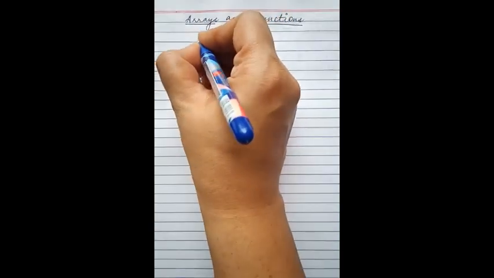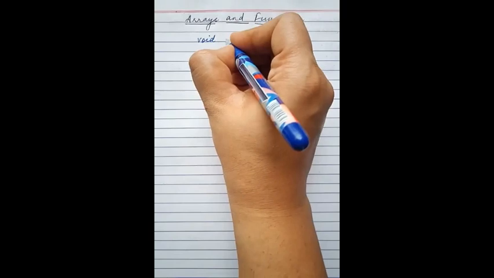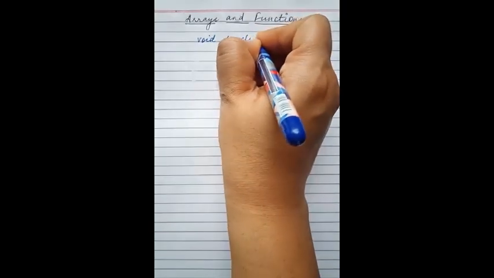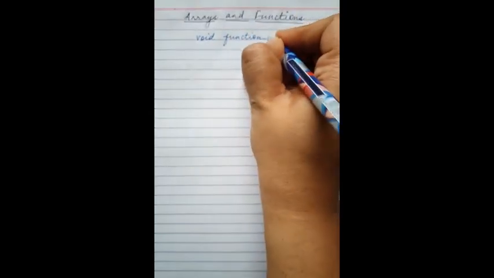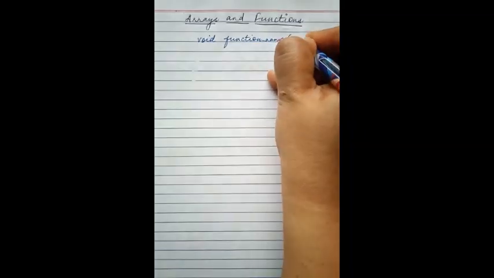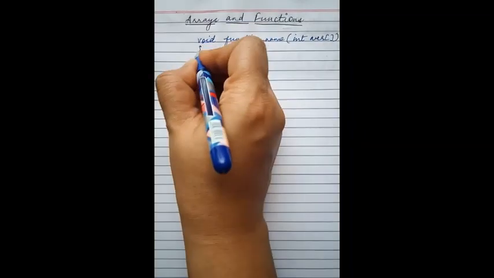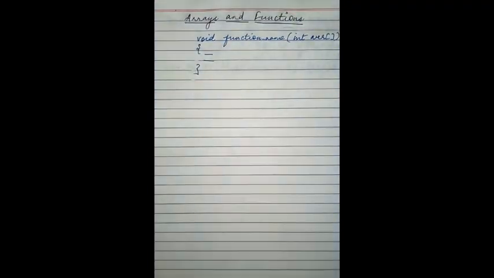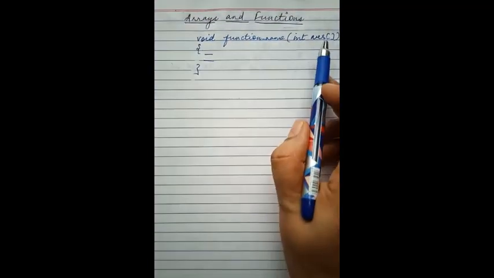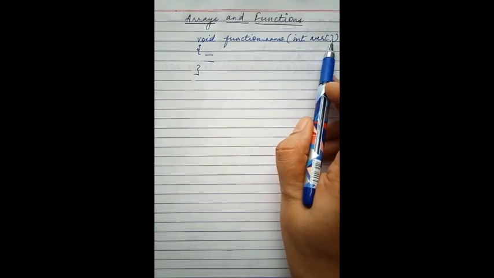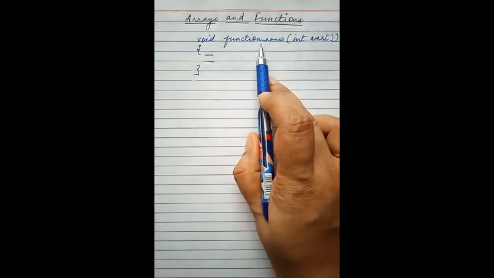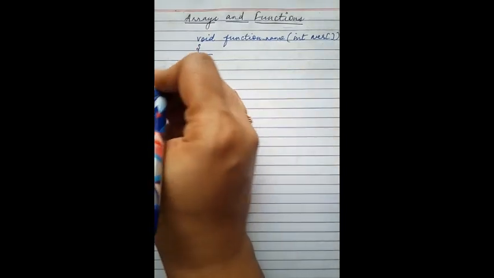For example, if I write void and the function name here, and I write int arr, and here I am writing the definition. So in this way, an array can be passed as an argument to a function. Let us take an example.